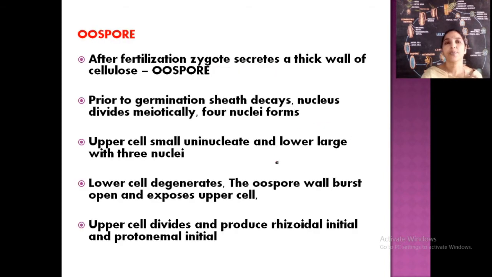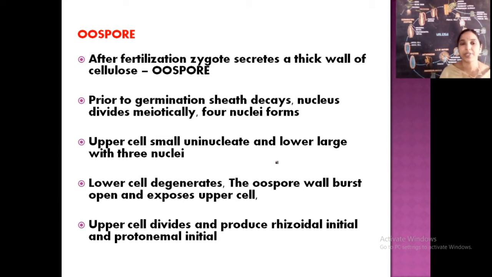Clear? Now, what is the oospore development? The oospore secretes a thick wall around it. Now you can call it an oospore. Before germination, its nucleus divides meiotically. Here you can see the biflagellate antherozoids, and the fusion takes place here. Then the nucleus undergoes division and 4 nuclei are formed by meiosis. The single diploid nucleus divides into 4 haploid nuclei, of which one forms the upper cell and the other 3 the lower part.